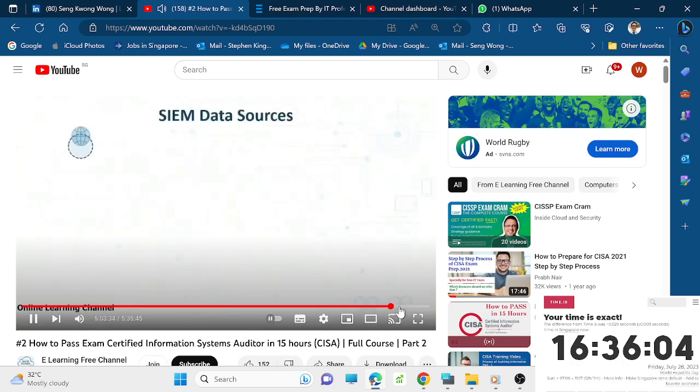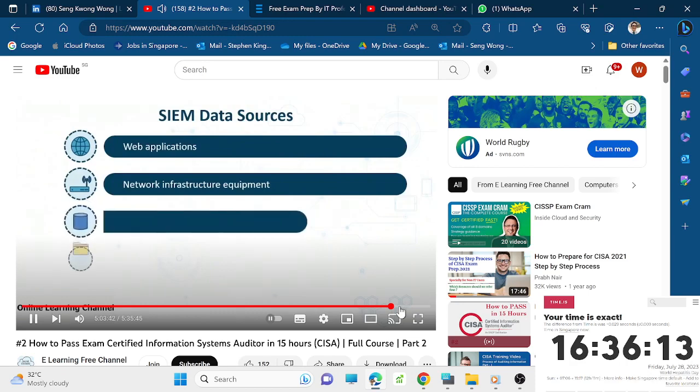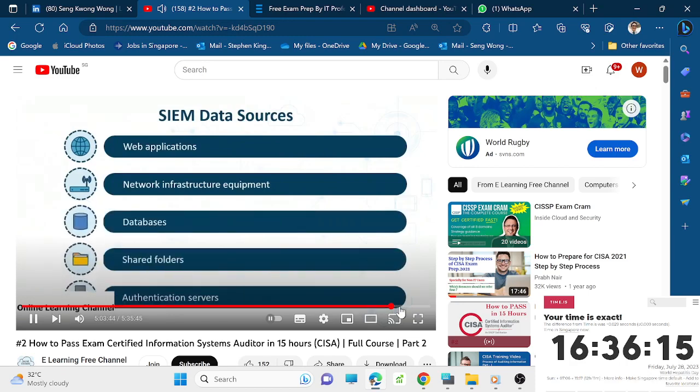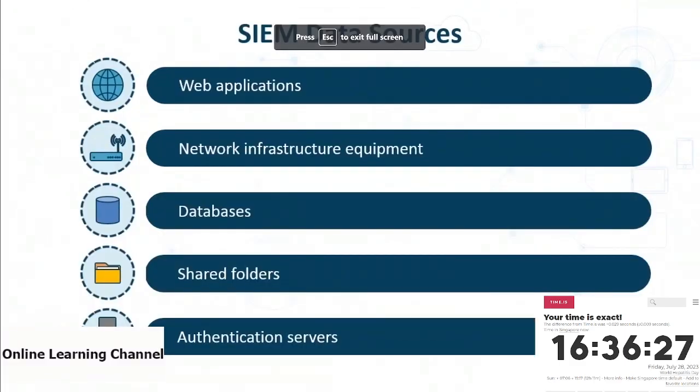SIEM data sources include web applications, network infrastructure equipment like routers, switches, VPN concentrators, databases, shared folders, and even authentication servers. So what we might do is, within each of these potential SIEM data sources, configure alerts, essentially audit alerts that get triggered when something happens.